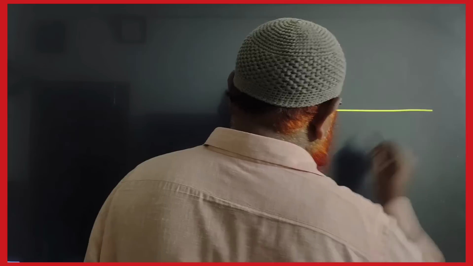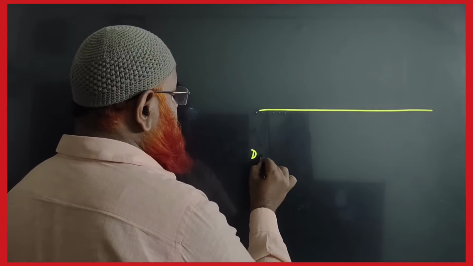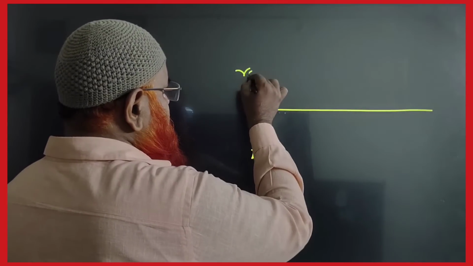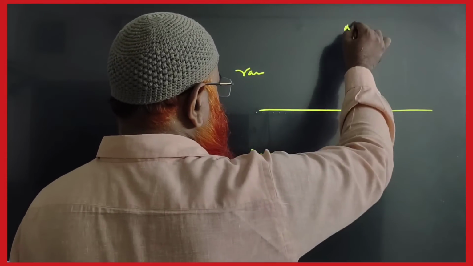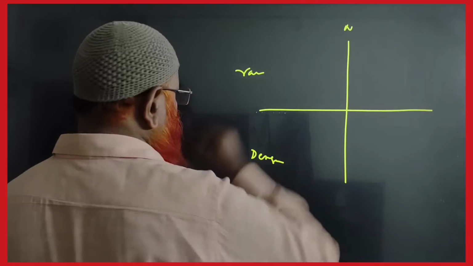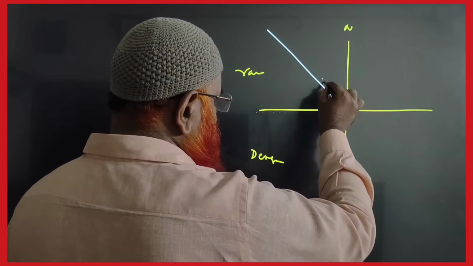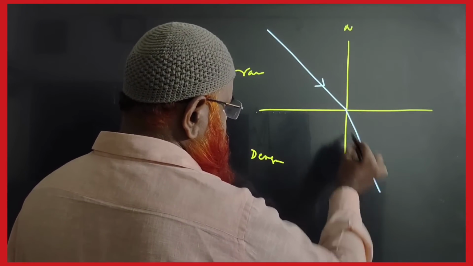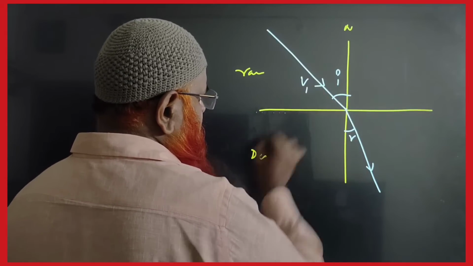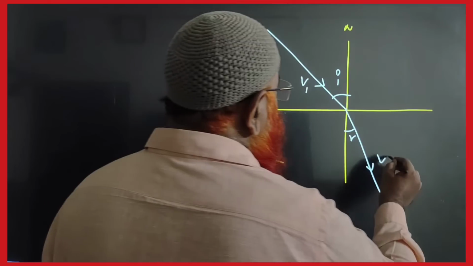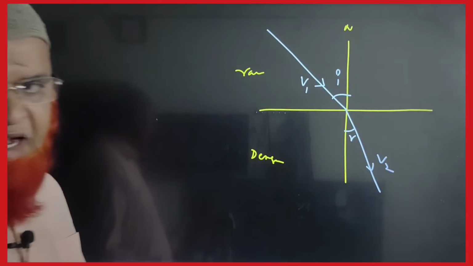For example, let us imagine this is the denser medium, and this is the rarer medium, and this is going to be the normal here. Okay, this is going to be the normal here. Now, when a light ray enters from rarer to denser medium, it bends towards the normal. This is said to be the angle of incidence, this is said to be the angle of refraction. This is said to be the velocity of light in the first medium, and this is the velocity of light in the second medium.